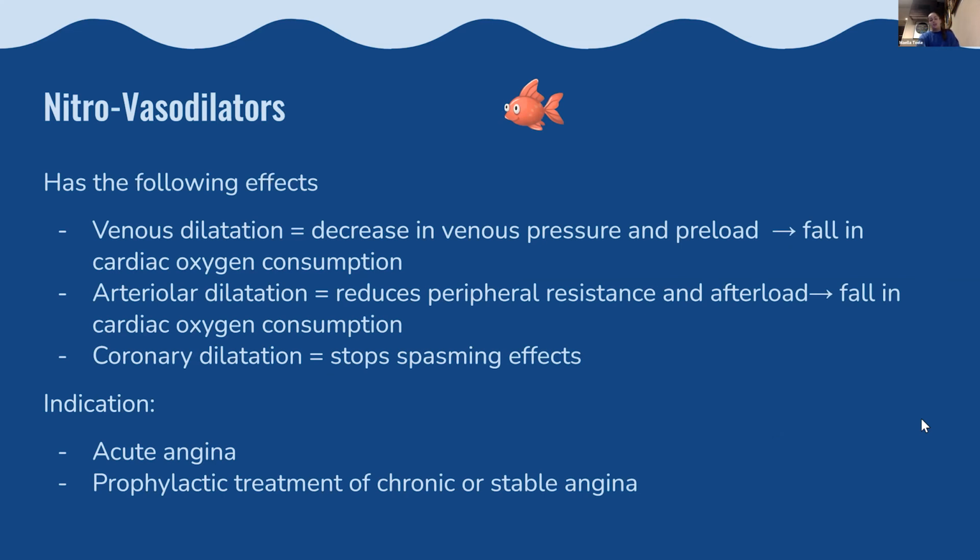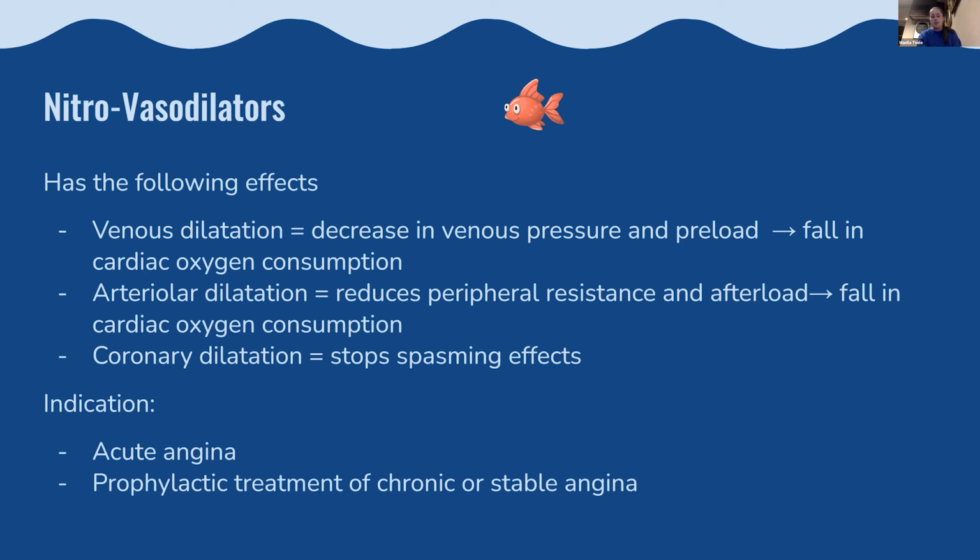Nitrovasodilators. So these are the effects of our nitrovasodilators. It causes venous dilatation, which causes a decrease in venous pressure and a decrease in the preload, which then leads to a fall in the cardiac oxygen consumption. It also causes arteriolar dilatation, which reduces the peripheral resistance and also reduces the afterload. So once again, that leads to a fall in the cardiac oxygen consumption. And it also causes coronary dilatation, so it stops the spasm effect. So pretty much it just leads to a lot of dilatation, and this in turn leads to a fall in the cardiac oxygen consumption in general.